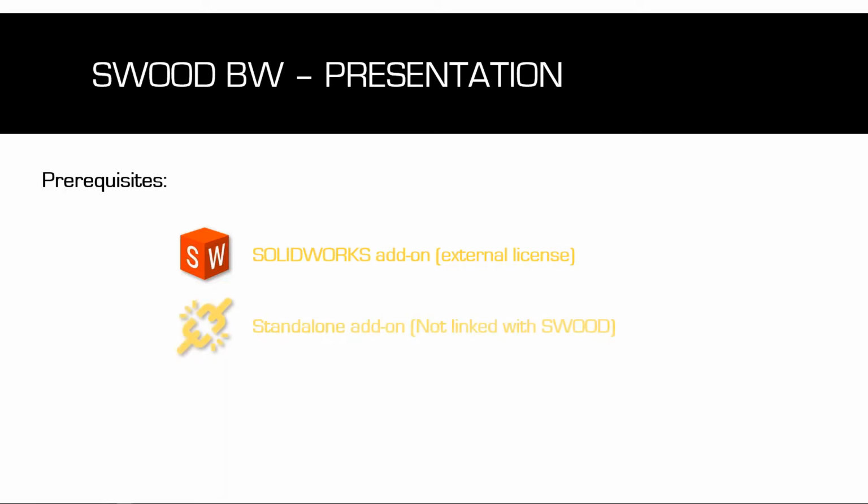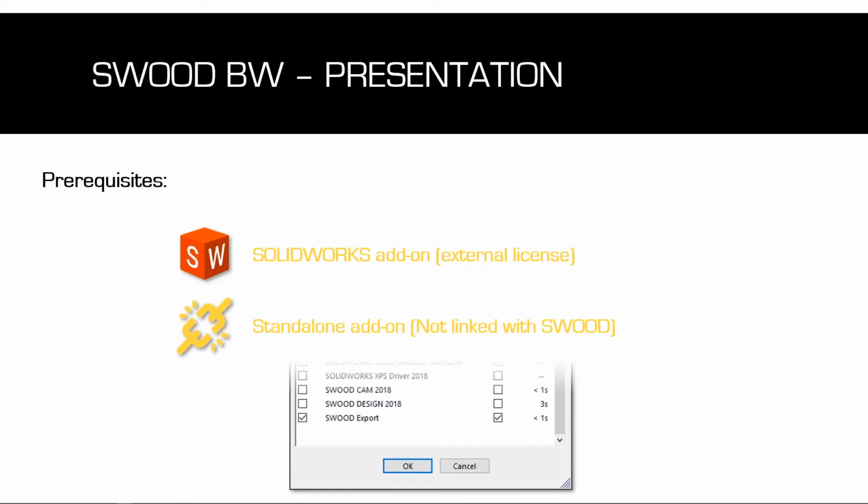So what are the prerequisites to use SWOOD BW? First of all, have a SolidWorks license. As for the other SWOOD products, this is a SolidWorks add-on, so you will need a SolidWorks license to be able to work with SWOOD BW. But this is a standalone add-on, so it is not linked with other SWOOD products. You could use this SWOOD BW product without SWOOD CAM, without SWOOD Design, etc.